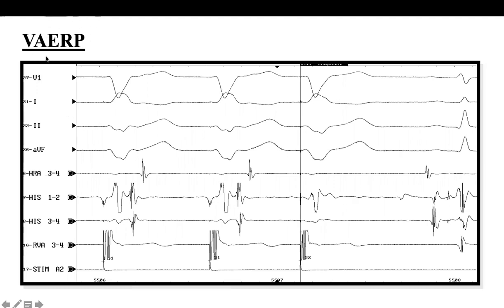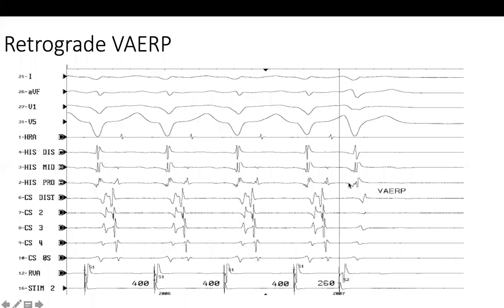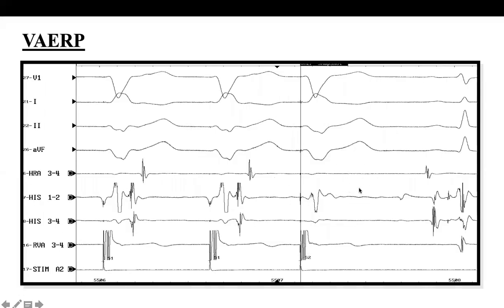VAERP, ventricular atrial effective refractory period, means that we are checking the retrograde effective refractory period of the structures conducting from the ventricle to the atrium, whether the AV node or an accessory pathway. In this situation, you are going to get the V as a result of the pacing, but there is no A. So you could see the VA, VA, and V without A. So that is the effective refractory period of the conduction from the ventricle to the atrium.